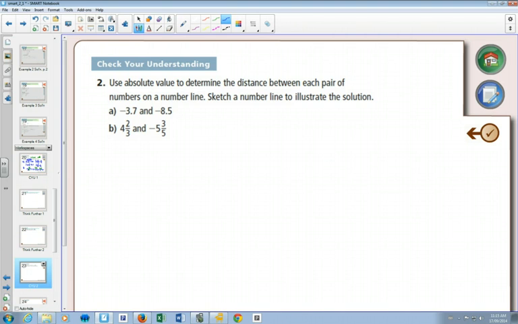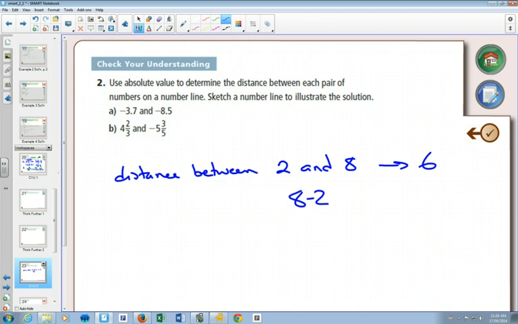If you had to find the distance between 2 and 8, wow. You wouldn't use absolute value bars at all, would you? You would just tell me the answer is 6. Okay, good. Because you would say, well, I know that 8 minus 2 is 6.